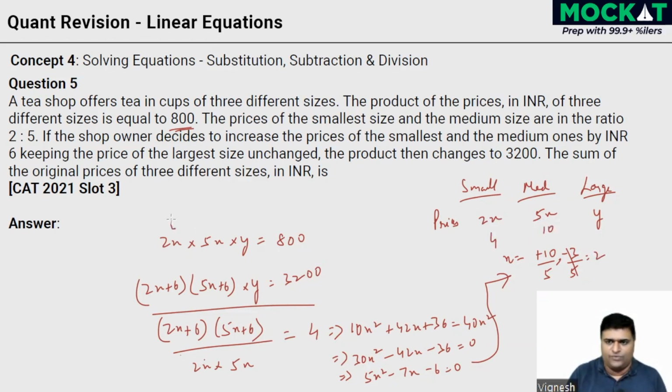Now, this is 4 into 10 over here. 4 into 10 is 40. 40 into what over here is going to give me 800? That is 20, right? So this becomes 20. So the answer is 4 plus 10 plus 20. The sum of the original prices comes to 34.